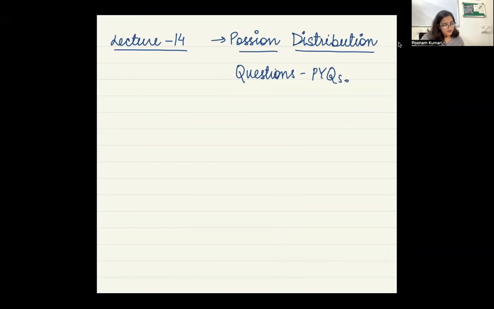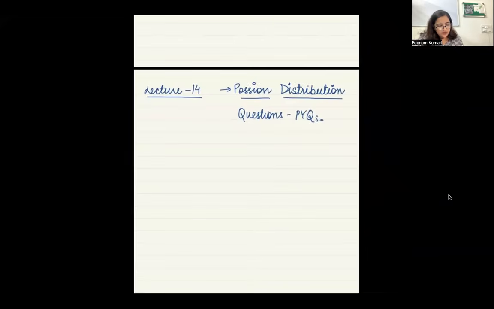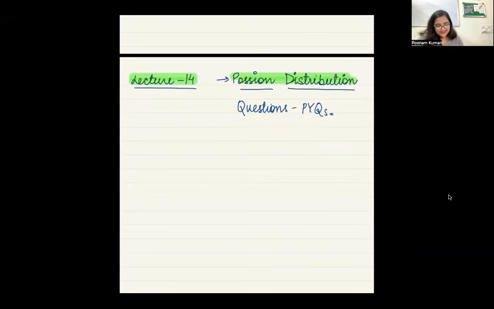ठीक है? Chalo ji. Any doubts from whatever we've discussed so far? The last thing that we discussed was the hypergeometric distribution. We started discussing that and we did a few examples based on that. Any doubts on that? All okay. Hi, Ashish. Good evening. Okay. Looks like everything is fine. So let's just get started.